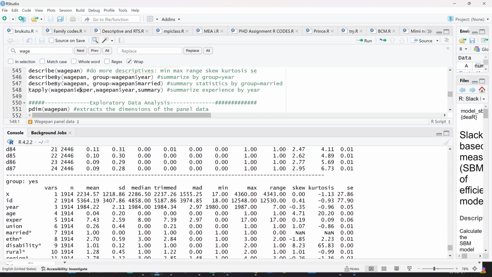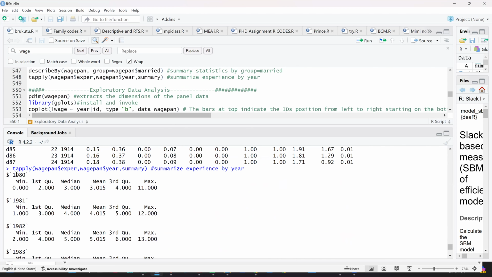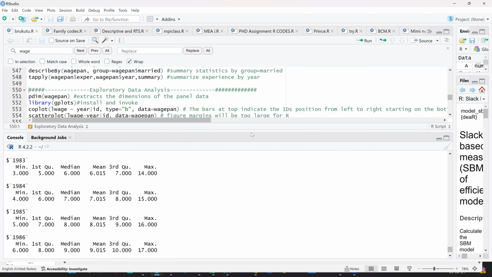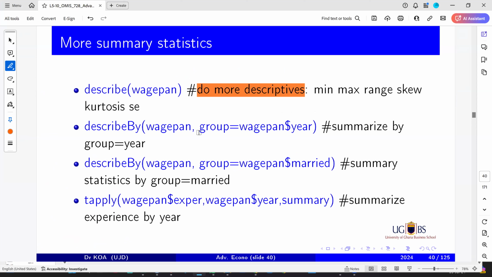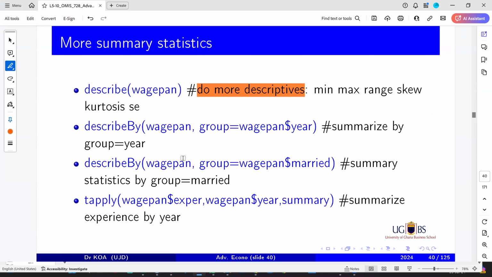You can even get descriptive statistics according to experience and according to groups as well. So there are so many things that one can actually do with that. So if you look at this one, 1980 descriptive statistics, basic one, 1981, 1982, each one of them you are able to get. This is how you handle the initial thing of the data. This is all basic. We have not even come to the pooled OLS. These are just basic. But there's more you can do.